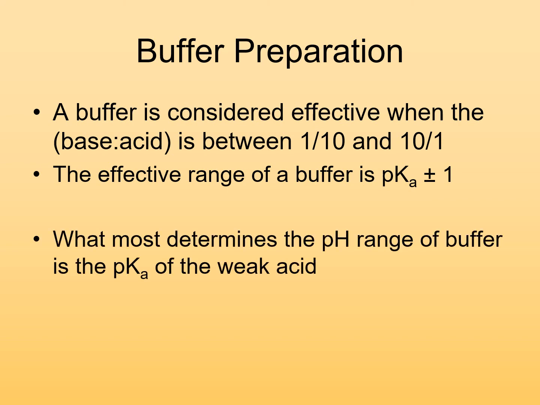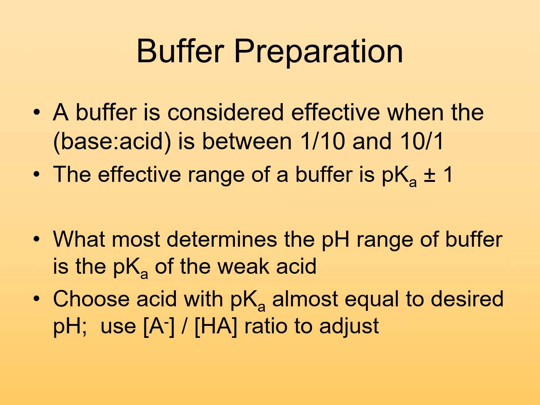So what most determines the pH range of a buffer is the pKa of the weak acid. So whatever that pKa of the weak acid is going to determine the range that it's appropriate for that buffer to work in. So when making a buffer, you want to choose an acid with a pKa almost equal to the desired pH. So you can use the ratio of the anion and then the parent acid and adjust it to be an appropriate value according to that pH.